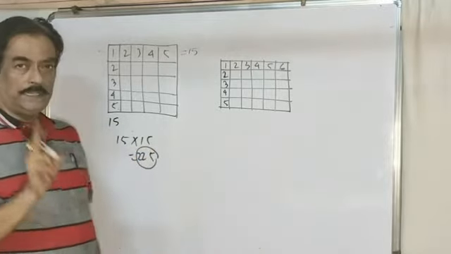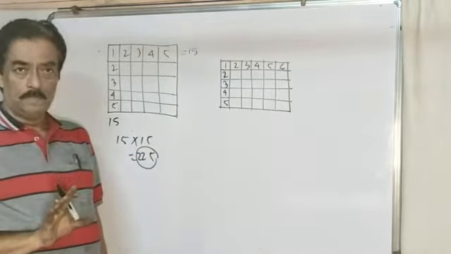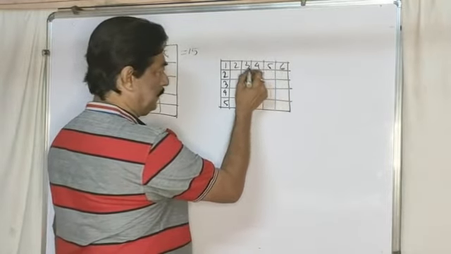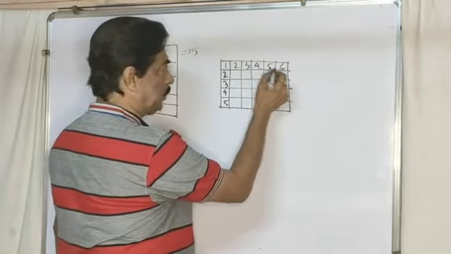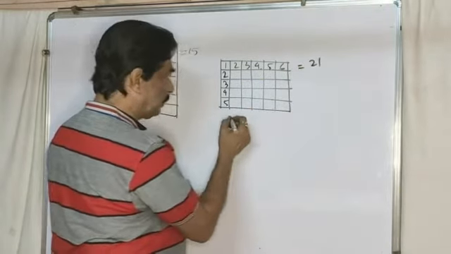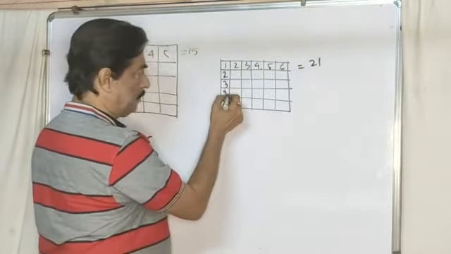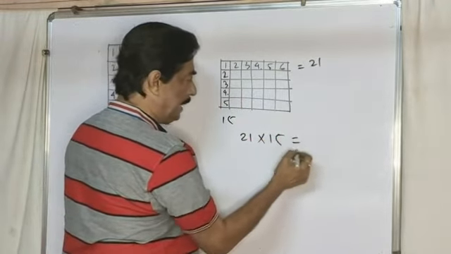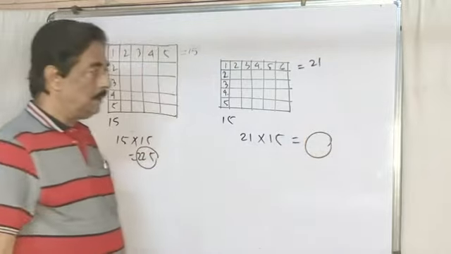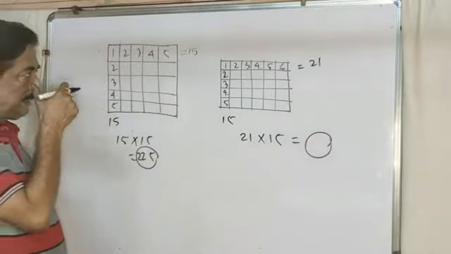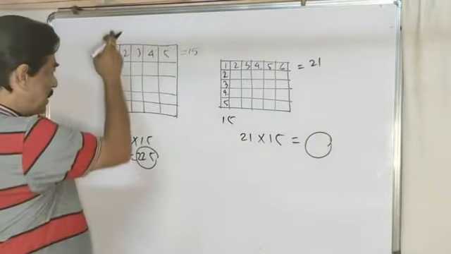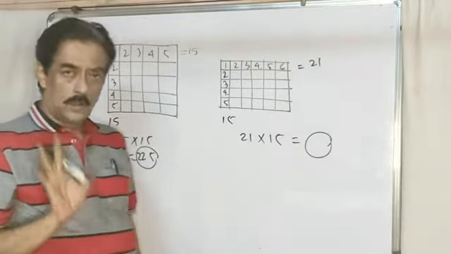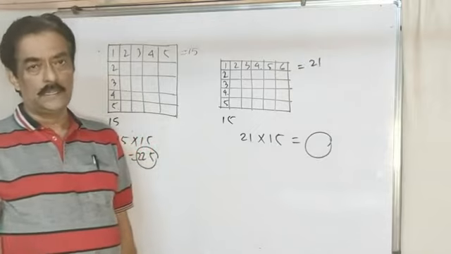Consider every square is also treated as a rectangle. In the second case, this is 20. These are 10, 15, 20, 21. So these are also 10 and 15. So your result is 21 and 15, whatever may be the answer, that is the number of rectangles. Very, very important: the sum of the horizontal numbers, the sum of the vertical numbers, multiply these two numbers, and we get the total number of rectangles. Consider every square is also treated as a rectangle.